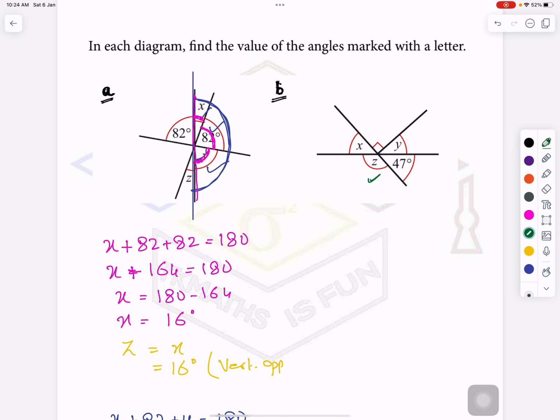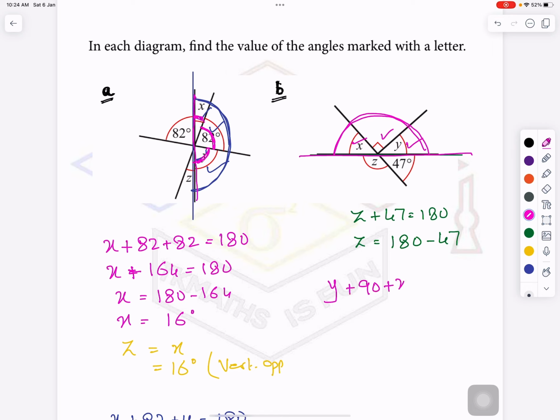I can calculate z very easily because this is a straight line and the sum of the angles on a straight line is 180 degrees. So z plus 47 equals 180. So to calculate z, you will do 180 minus 47. Now I have to calculate x and y. What will I do now? Any idea? If I pick up this straight line right now, same one, and I look at these angles here, y, 90 and x, I can't solve it. You know why? Because I don't know x and y both.